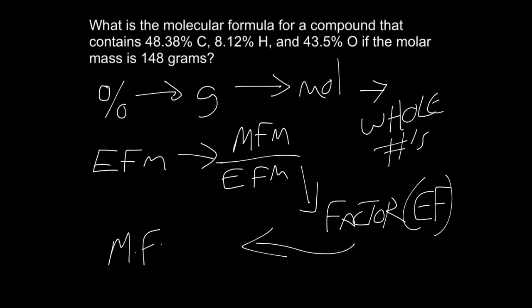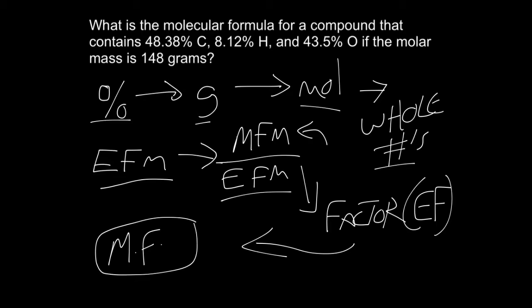I mean, it's every time the same thing: percent, grams, moles, whole numbers, get your empirical formula mass, divide that into the molecular formula mass, and use that factor to figure out the molecular formula. It's a lot of steps. It's complicated at first, but with enough practice, it's usually not too bad. So definitely, if you need more practice, Google empirical formula and molecular formula practice problems or something like that. There are a lot of good resources. Chem Fiesta is really good for practice problems in addition to what I've already given you. And just go through the steps.